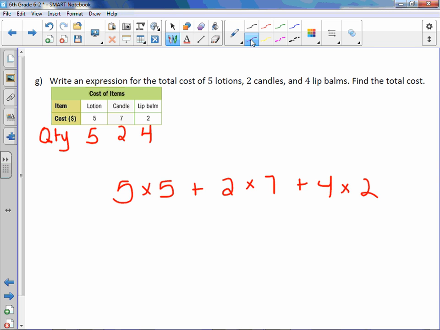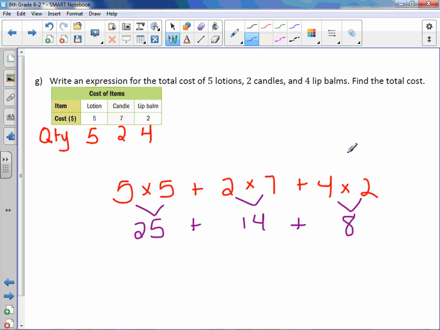So we need to take care of multiplication first. Now, because this multiplication here, 5 times 5, doesn't affect this multiplication or this multiplication, I can actually do them all in one step. So 25 plus 14 plus 8. Now, if this had a multiplication or division symbol here, then I couldn't do them all in one step, because I'd have to do this number divided by the 2. But since it's addition, I'm safe here.